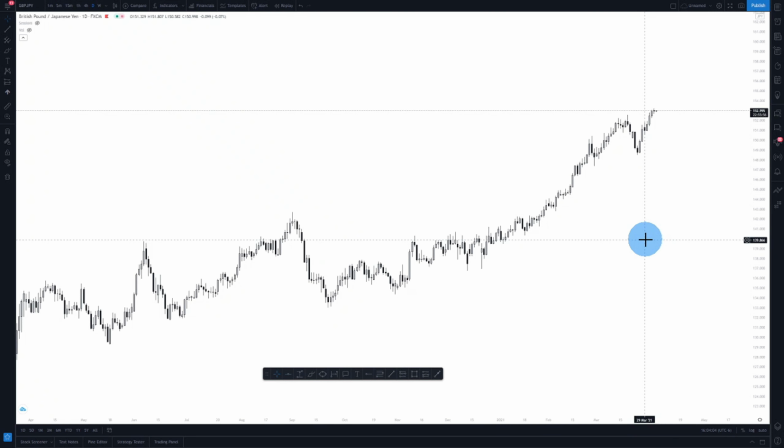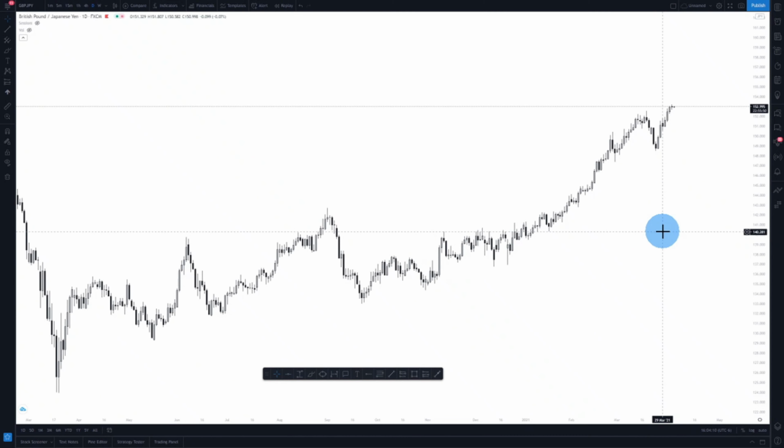Okay, so we are on the daily time frame. Basically what we're going to be looking at on the daily time frame is the daily low and also the daily high. Okay, and we're going to look at the structure and many other things which I'll mention.